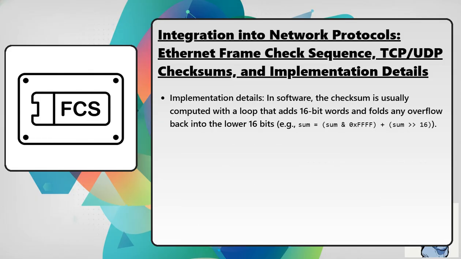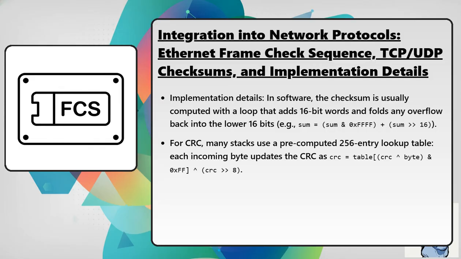Implementation details. In software, the checksum is usually computed with a loop that adds 16-bit words and folds any overflow back into the lower 16 bits. For example, sum equals open parenthesis sum bitwise and hexadecimal FFFF close parenthesis plus open parenthesis sum right shifted 16 close parenthesis. For CRC, many stacks use a pre-computed 256-entry lookup table.